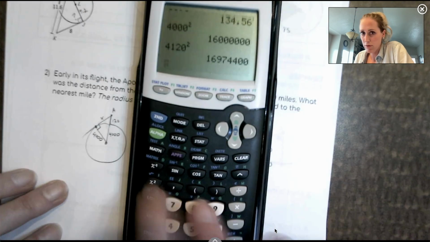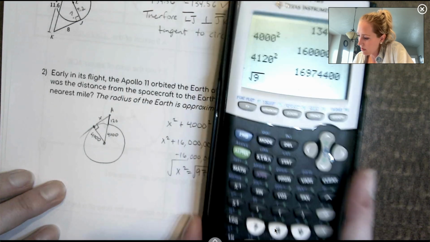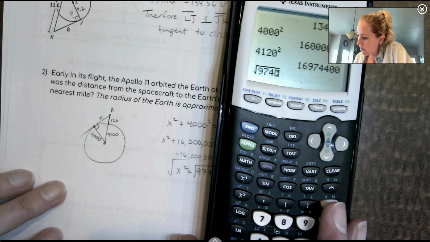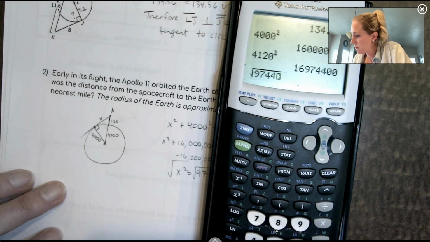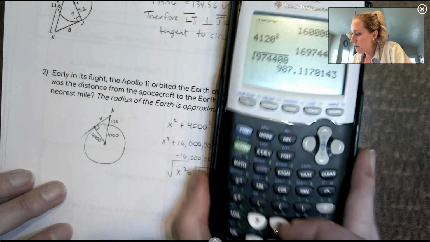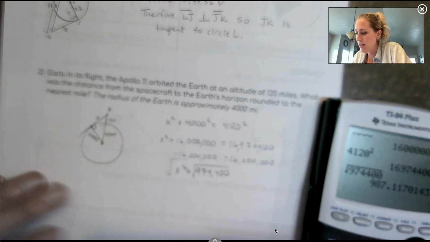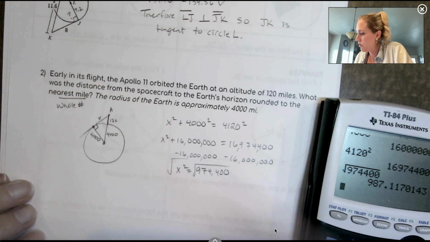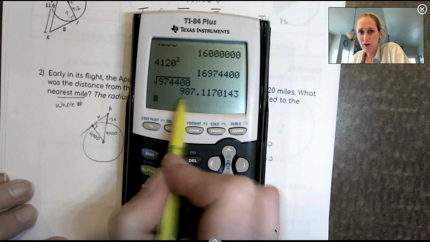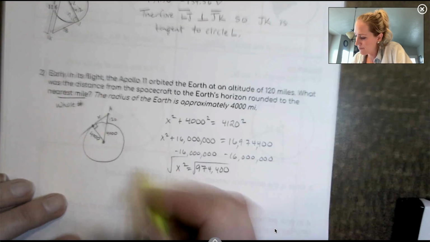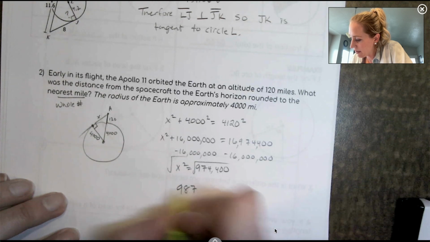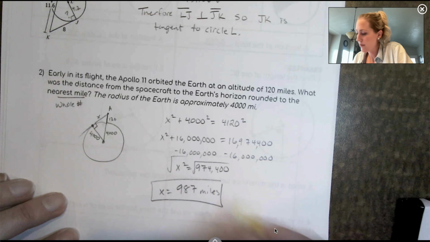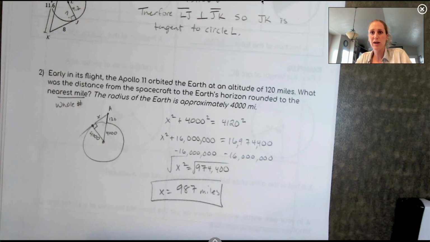And then our last step is now take the square root. So the square root of 974,400. Approximately, and they want the nearest mile, so that is a whole number. So the nearest whole number is 987. 987 miles. All right, that's all for this video, guys. Thanks for watching.